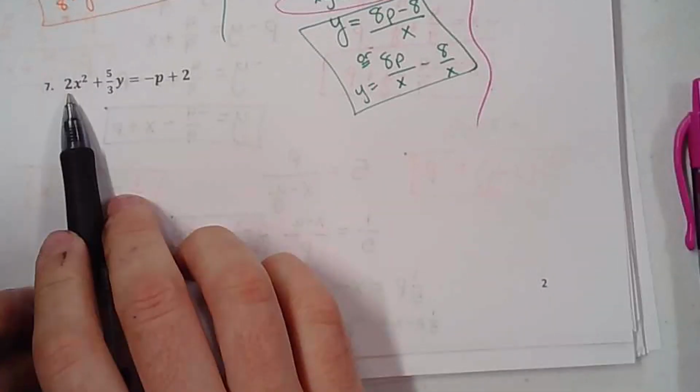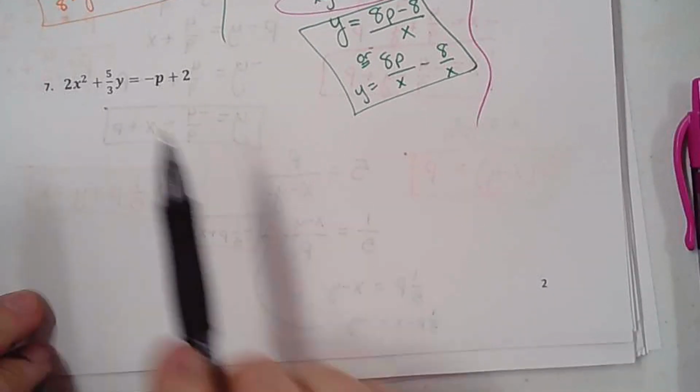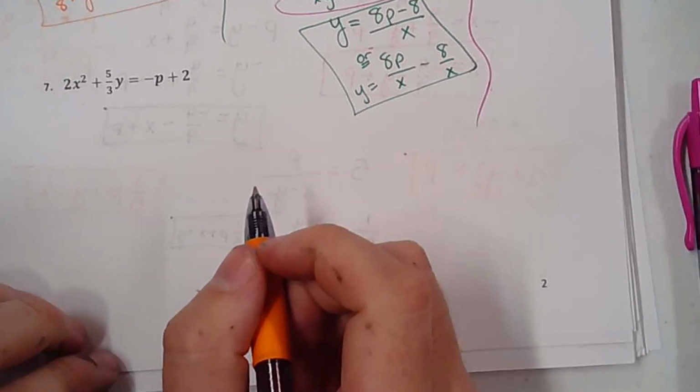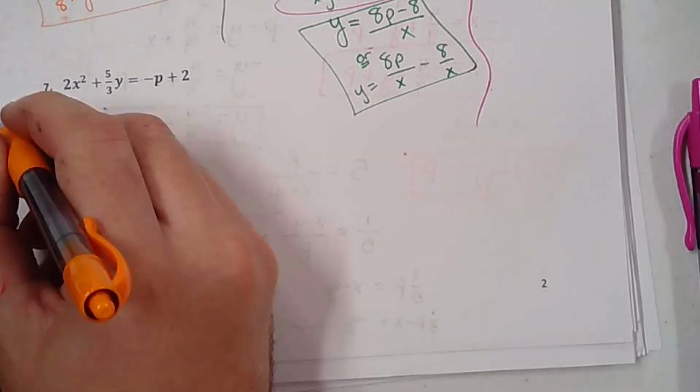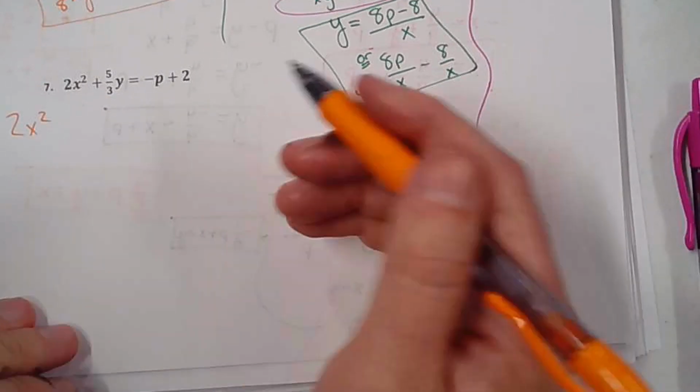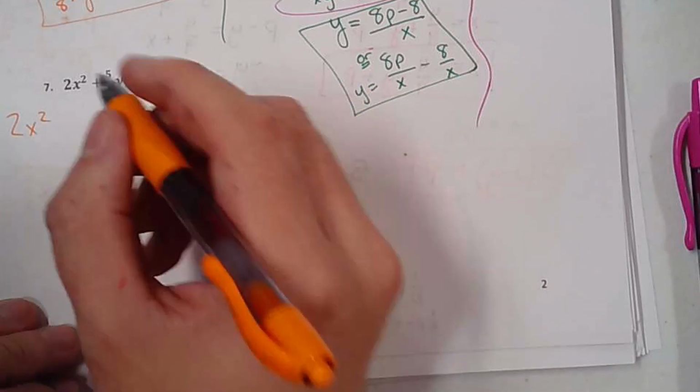Okay, so 7. Here we are. Let's get p on its own, right? Looks like the easiest one. What do I do to get p on its own? Subtract the 2 first. You could have divided everything by -1, changed all the signs. That's not a bad option, right? That's not hard to do. We'll do that later.